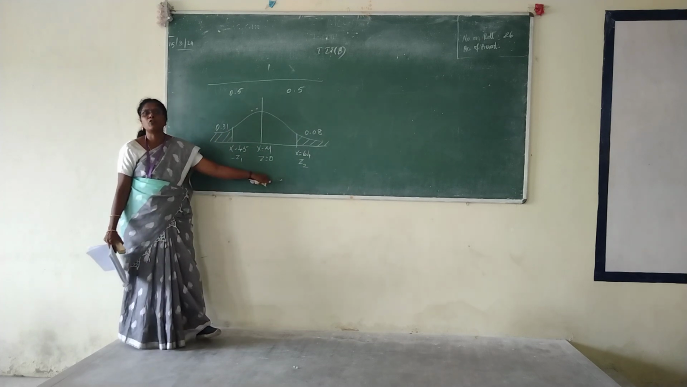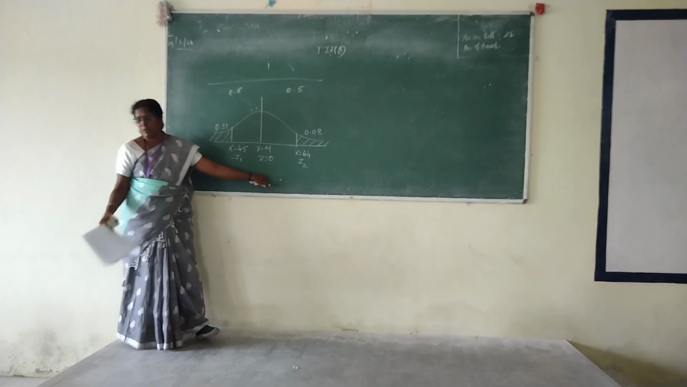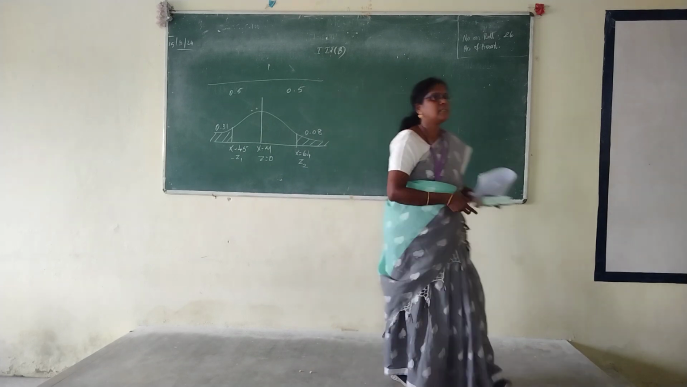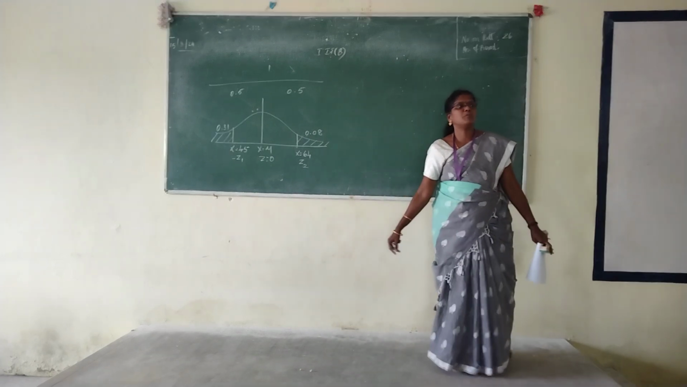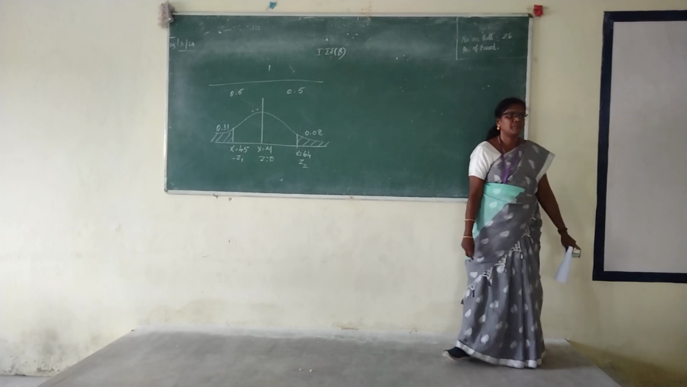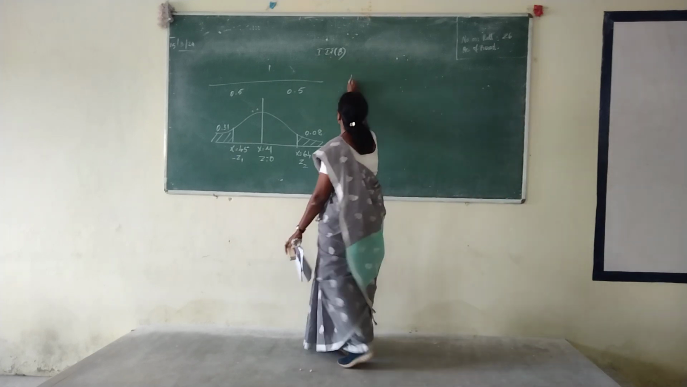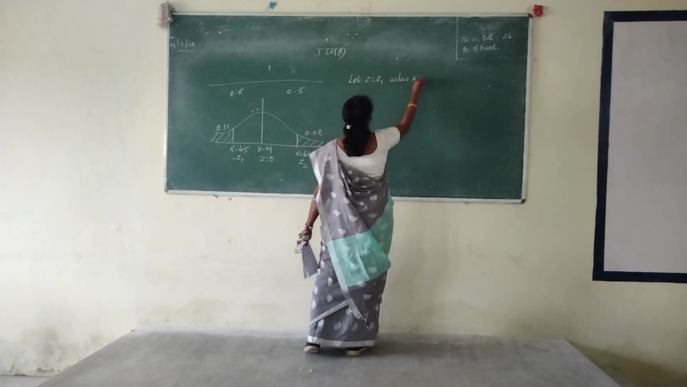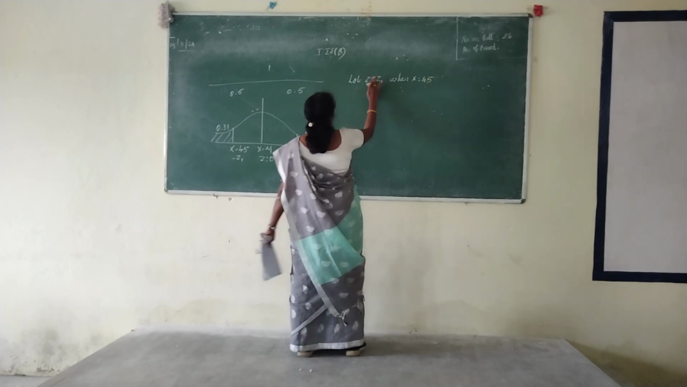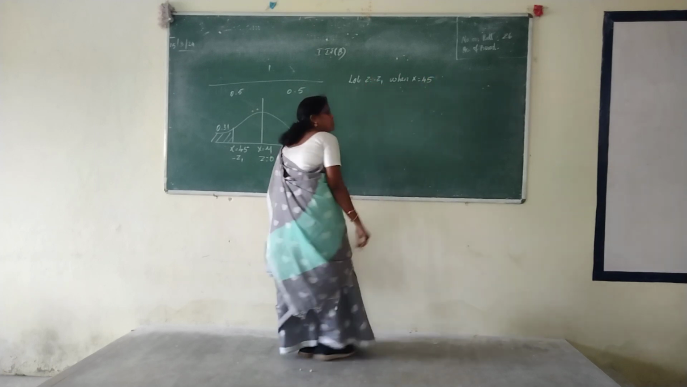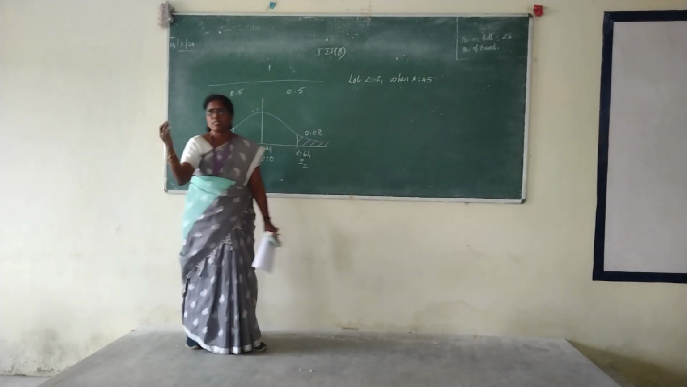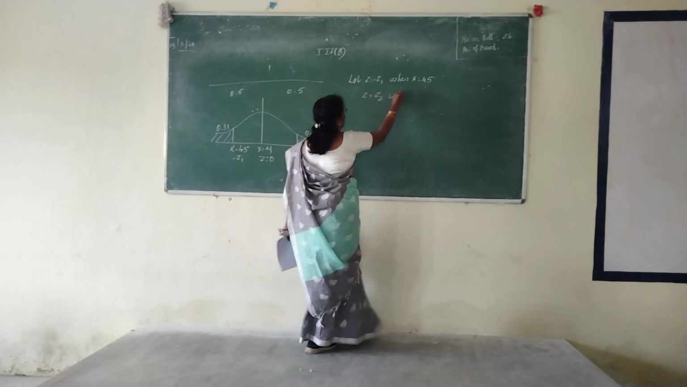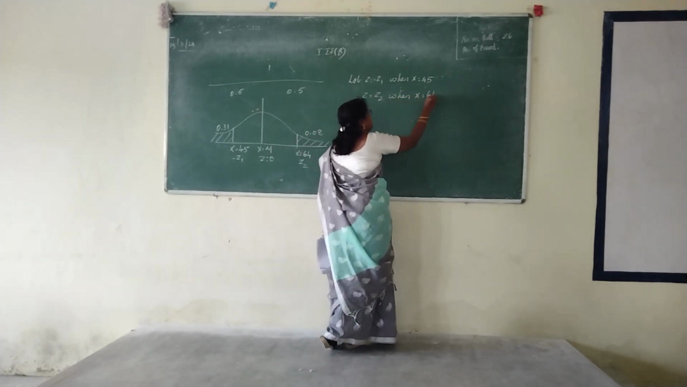So now continue writing. This is the first step you have to draw and identify. We know that z is equal to x minus mu by sigma, the general formula. Next, z is equal to minus z1 when x equal to 45. Even if you forget, you can write it as minus z1. And z equal to z2 when x is equal to 64.